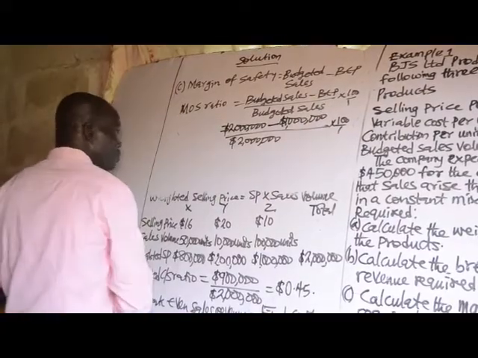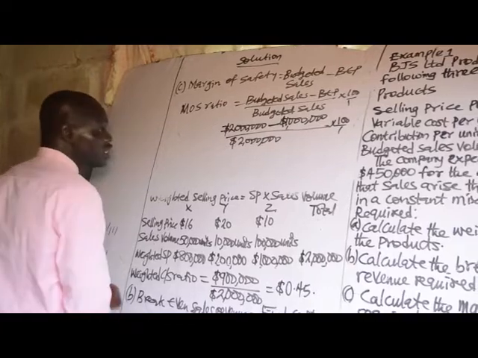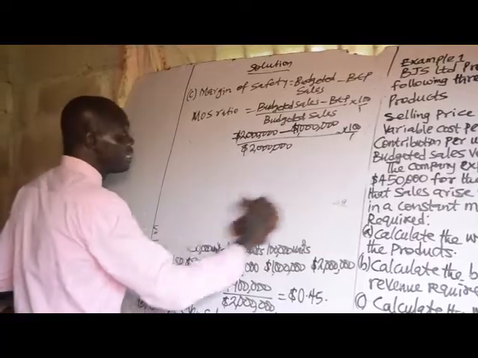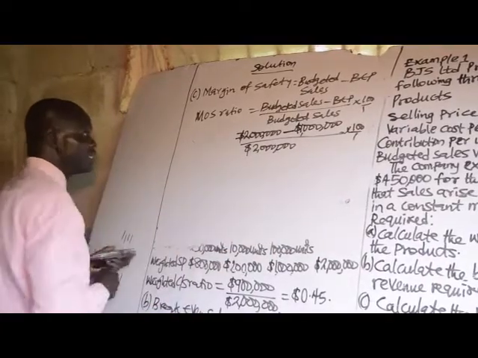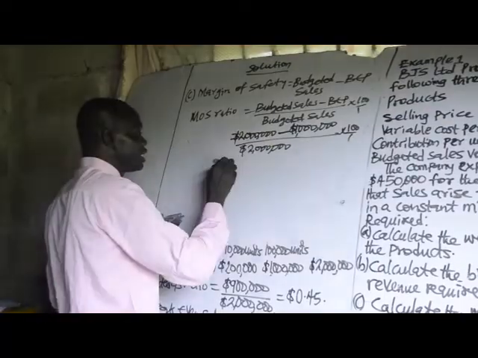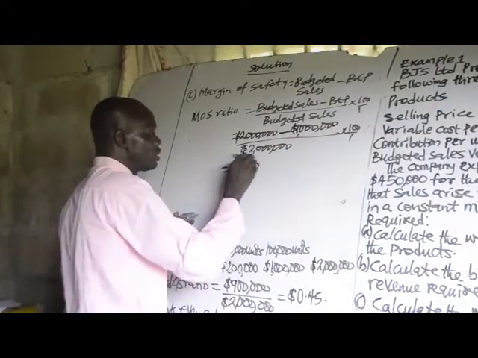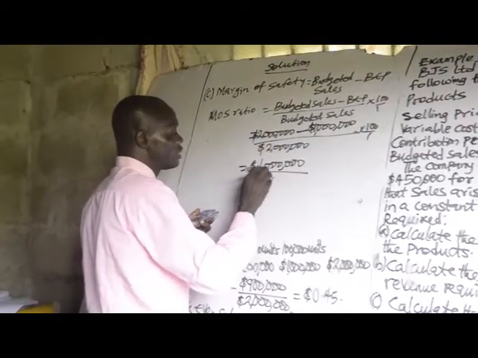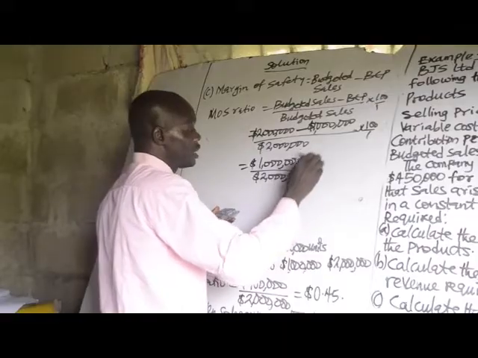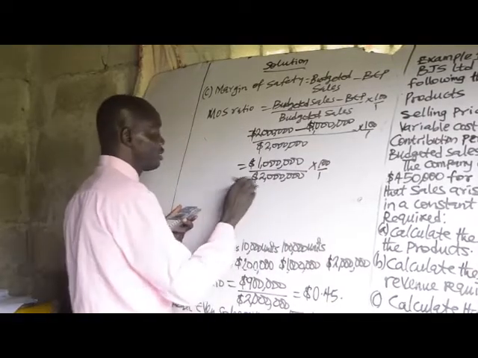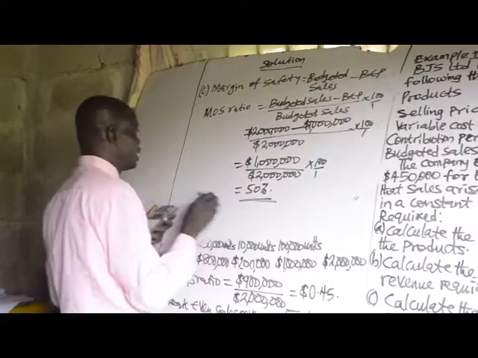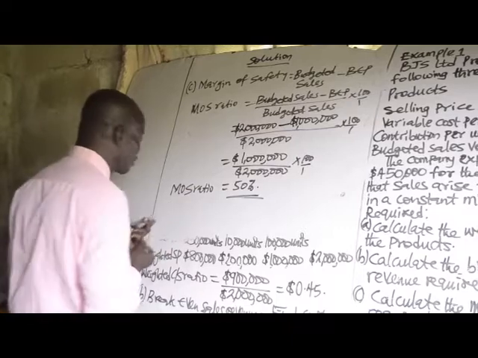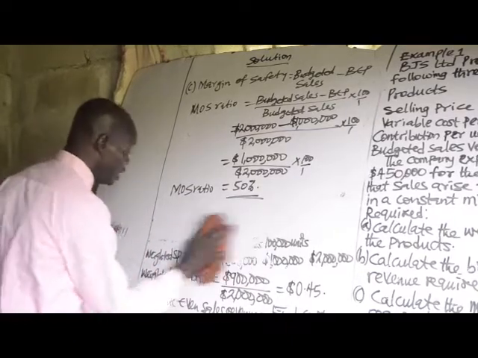If you have 2 million minus 1 million, that gives us 1 million. 1 million divided by 2 million: our numerator will be 1 million over denominator $2 million, times 100. That gives us 50%. That is the margin of safety ratio. That is the answer to requirement C.